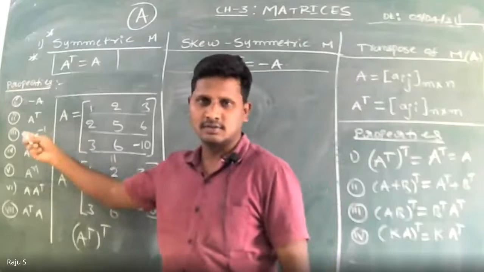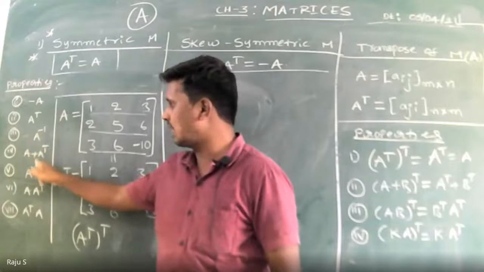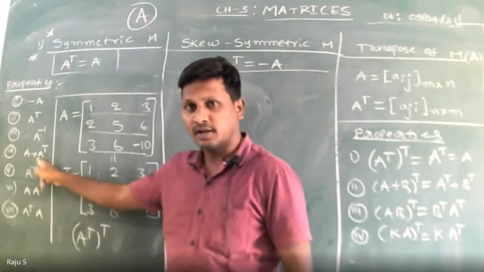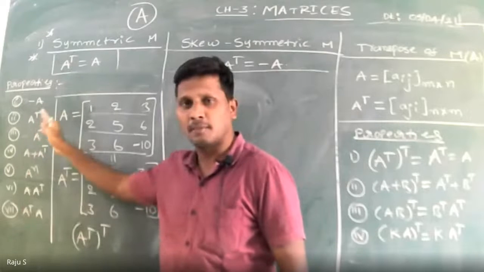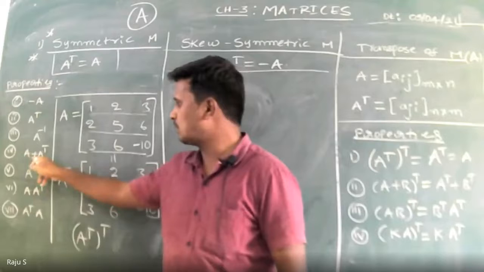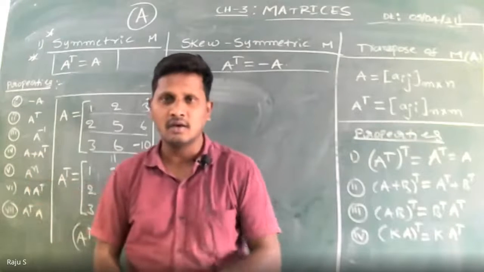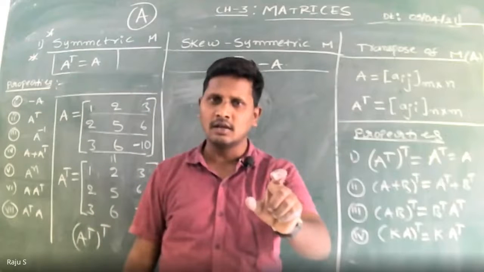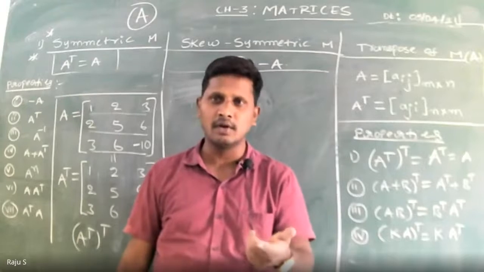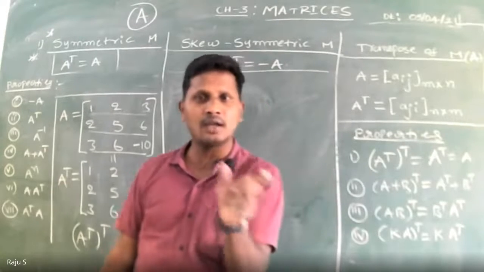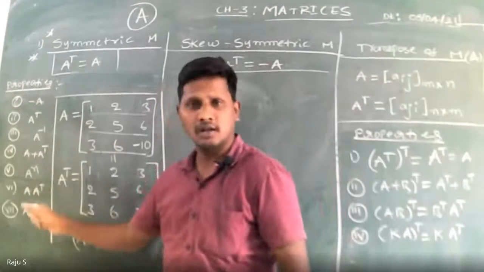And A inverse, that inverse concept we will discuss later. A inverse also is symmetric. A plus A power T also is symmetric. This is completely an OBT concept, and NCERT students should also try to remember it, very important, right? And A power N: for example, A is symmetric. If you square it, A square also is symmetric. A cube, A into A square, is also symmetric. Like that, A power N also is symmetric.